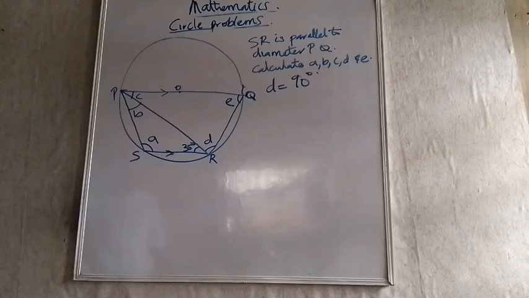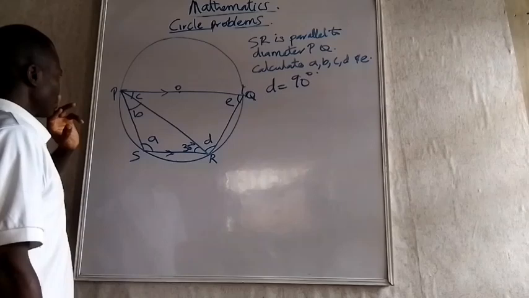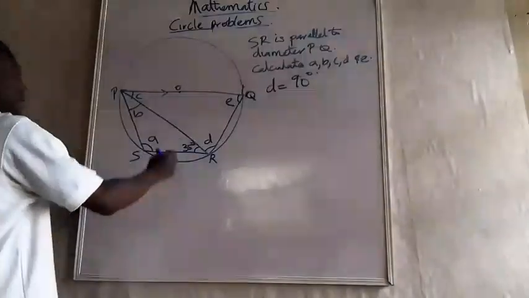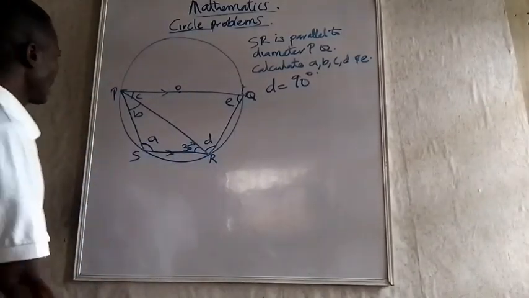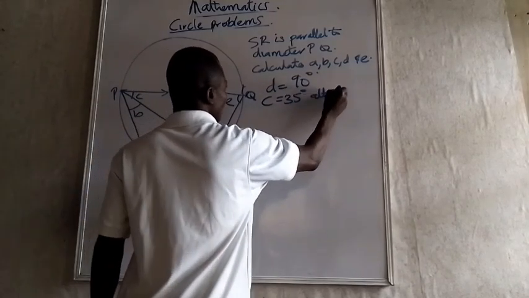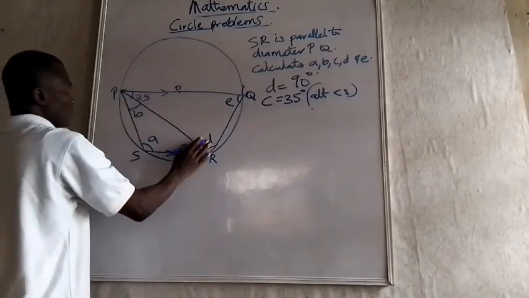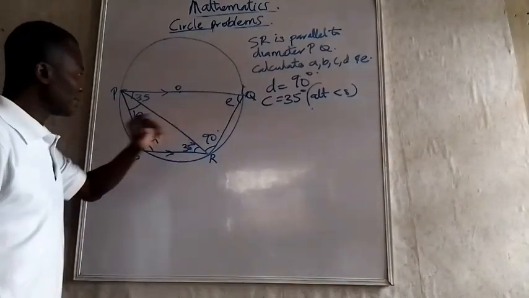Simple. Now, this is parallel to this. PQ is parallel to SR. And by the time you look at it, you see that C and 35, they are alternate angles. So C is equal to 35 degrees. Alternate angles. So we have gotten 35, 90. With this, we can easily calculate E.